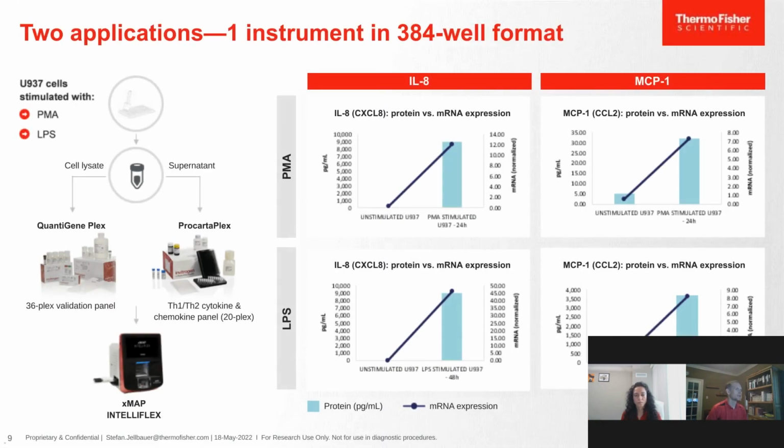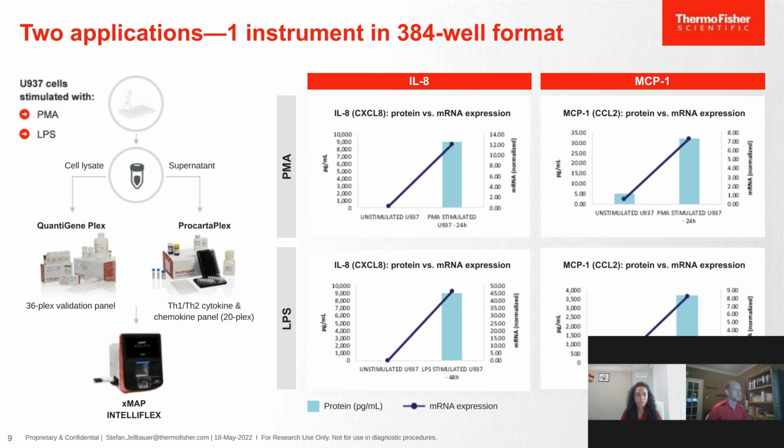Here is an elegant example, as I mentioned earlier, of the concepts of two applications on one Luminex instrument, showing some data of the experiment I mentioned earlier. In this experiment, U937 cells were stimulated either with PMA or with LPS for 24 or 48 hours, respectively. After the experiment was done, the supernatant was taken off and measured using a ProcartaPlex panel, the Th1, Th2 cytokine chemokine 20-plex panel here. And the cells themselves were lysed and then analyzed on a QuantiGene Plex 36-plex panel for both gene expression and protein analysis.